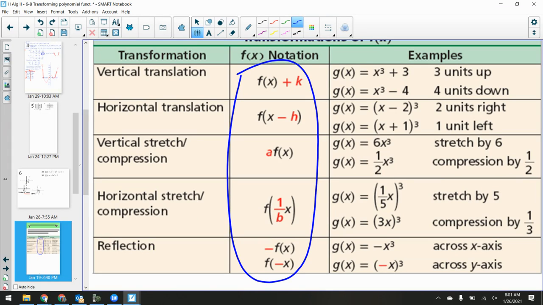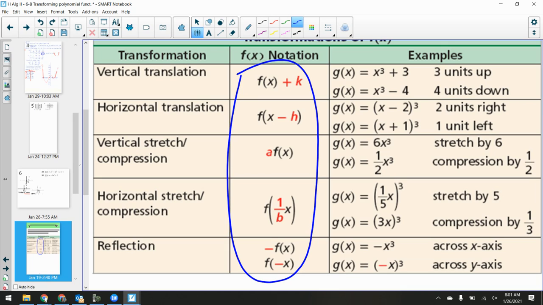Vertical stretch or compression, I'm just multiplying a times f of x. If it's a vertical stretch by 6, it's just 6 times the entire function. If it's a vertical compression by 1/3, it's 1/3 times the entire function. Horizontal stretch or compression, that's when I take 1 over b and multiply it to x and put it in for x. Every time I see x, I plug in 1 over b times x. And the reflections: a negative on the outside reflects across the x-axis. If I put a negative on the inside, it reflects across the y-axis.